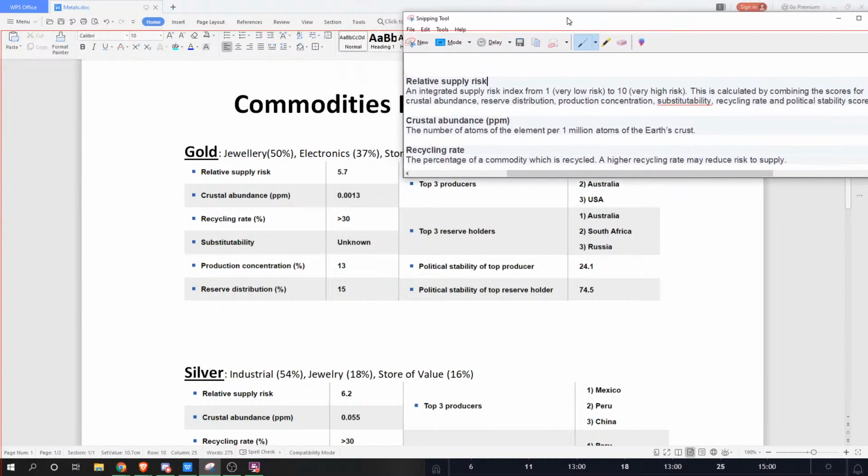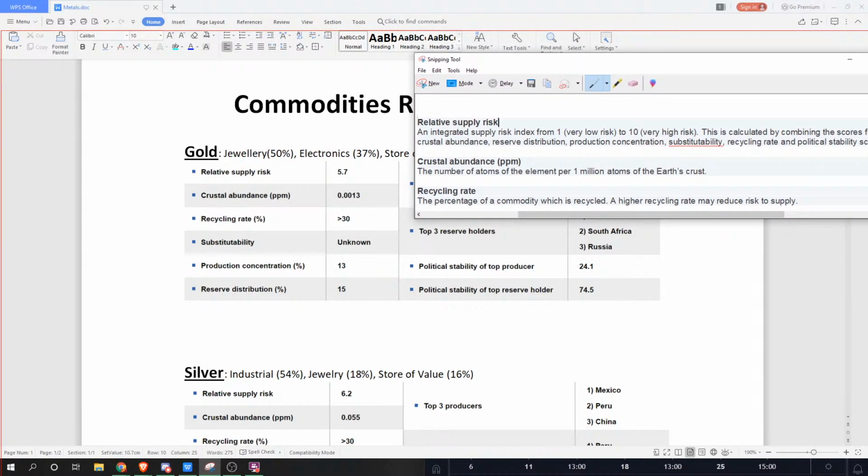All right, so these are the criteria right here. So relative supply risk, it is a 5.7 on gold. And what is relative supply risk? It is an integrated supply risk index from 1 being very low to 10 being a very high risk of relative supply. Like a supply shock, meaning if you have a supply shock, if the demand continues or goes up, there's going to be a massive parabolic move because everyone's going to be looking for something that they can't receive, and they'll bid up the next guy in order to receive that asset. So these supply shocks could create a parabolic move to the upside if it does come into fruition.